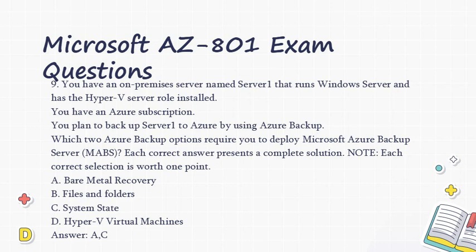9. You have an on-premises server named Server 1 that runs Windows Server and has the Hyper-V server role installed. You have an Azure subscription. You plan to back up Server 1 to Azure by using Azure Backup. Which two Azure Backup options require you to deploy Microsoft Azure Backup Server, MABS? Each correct answer presents a complete solution. Note: each correct selection is worth 1 point. A. Bare metal recovery. B. Files and folders. C. System state. D. Hyper-V virtual machines. Answer: A, C.